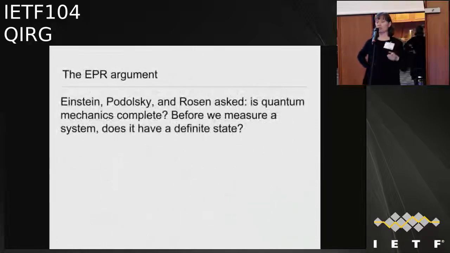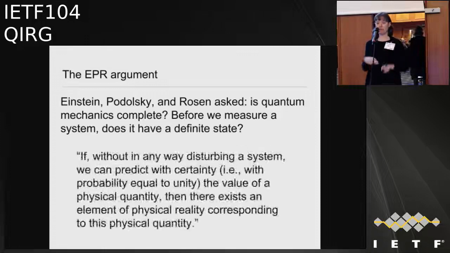So Einstein, Podolsky, and Rosen, this is the 1930s paper. The title of the paper is "Can Quantum Mechanical Description of Physical Reality Be Considered Complete?" We can understand that as saying, before we measure a system, does it have a definite state? This is what you heard Rod referring to when he says we are going to do a measurement and understand that measurement as a collapse into a particular state. Should we think of that system as having had that particular state before we measured it? And so what do we mean by this kind of reality?